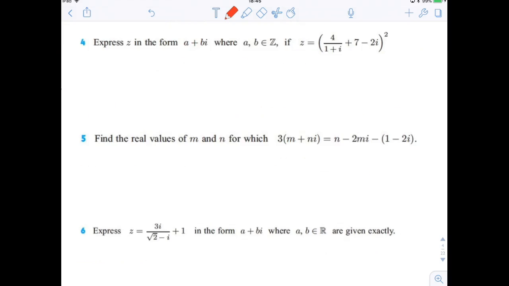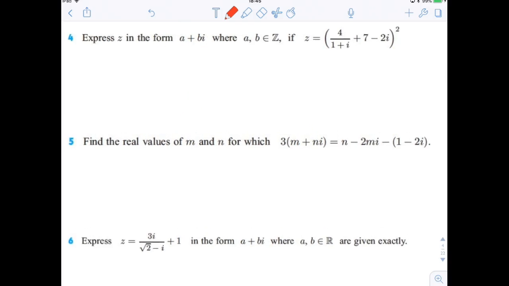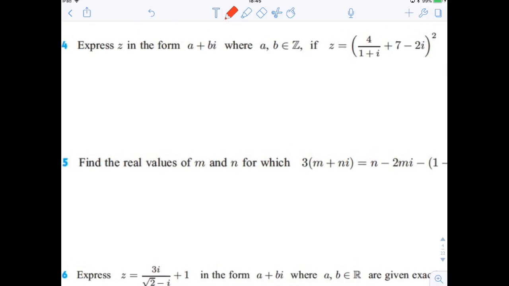Number 4, express z in the form a plus bi, if z equals, oh my gosh, what a mess. Okay, so what is the first thing we're going to do? Why don't we try to simplify the inside before we go off and square this thing? If we square it, it's just going to be a big mess, right?